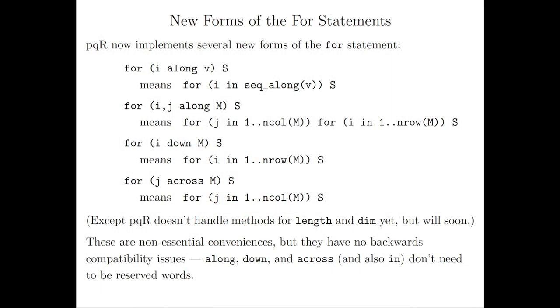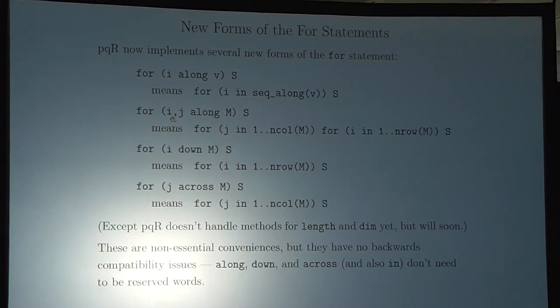Okay, so pqR also now has some new forms of the for statement. These are a little bit non-profound in that it's not like the world ends if you don't have these extra features, but it seems to me you can add them in easily, and they're a convenience. So for instance, you can say for i along v, which is the same as saying for i in seq_along v, and you can say for i j along M, where M is a matrix, and that is a nested loop over the columns and rows. And you can say for i down M to loop over the rows and j across M to loop over the columns.